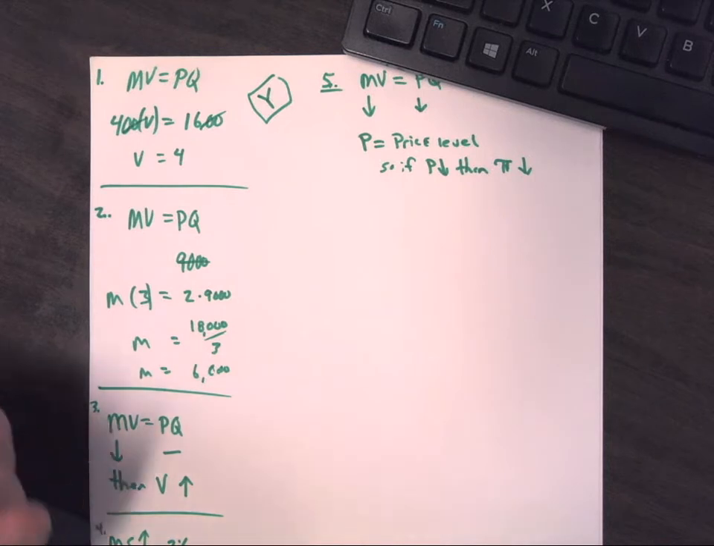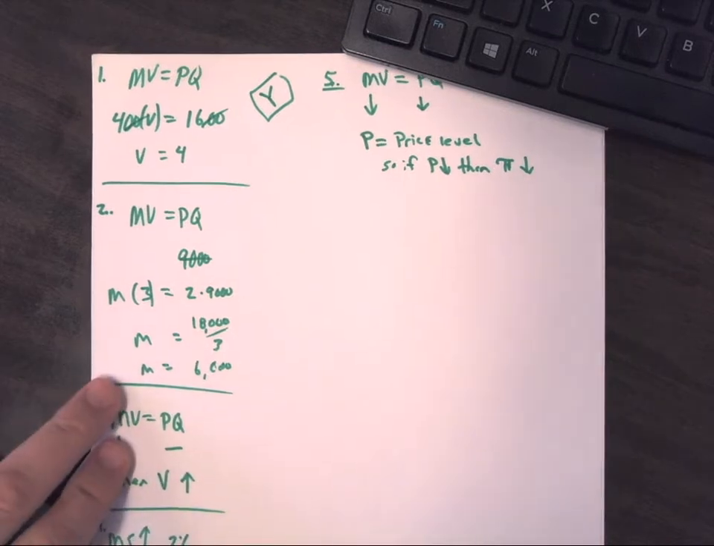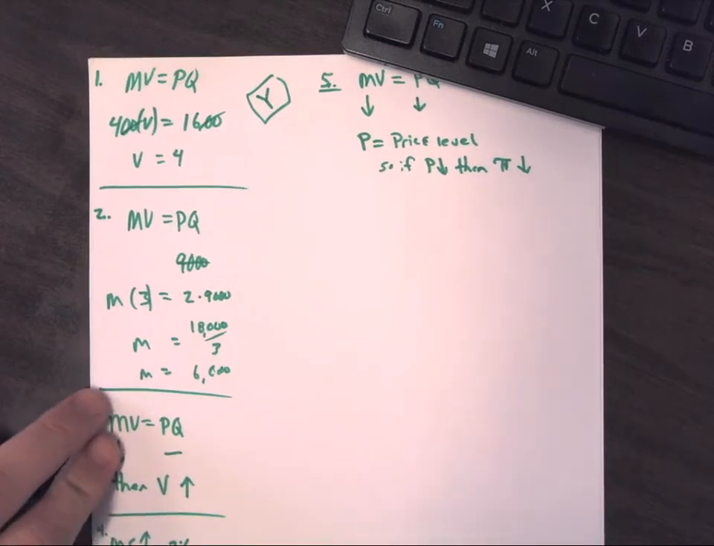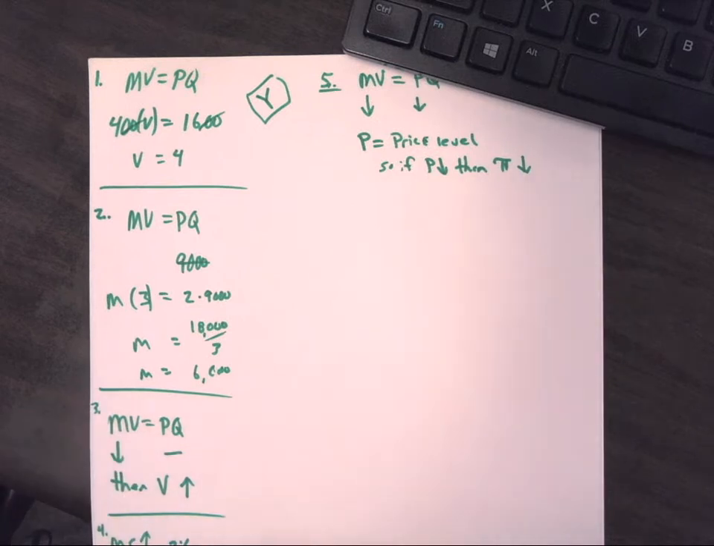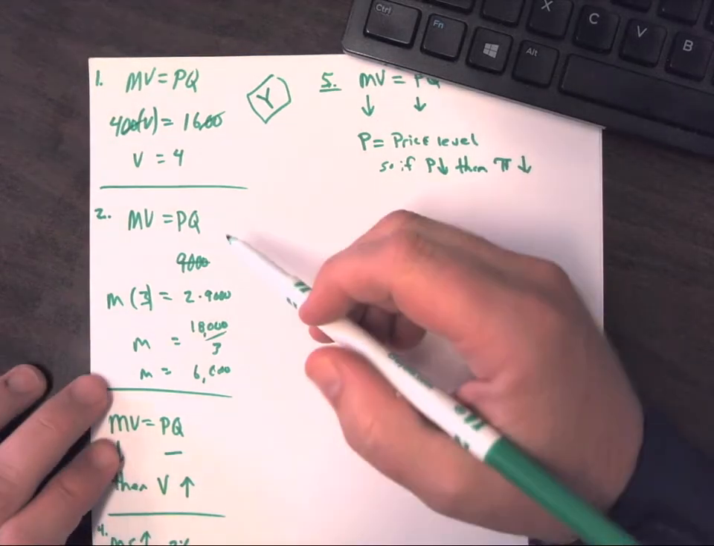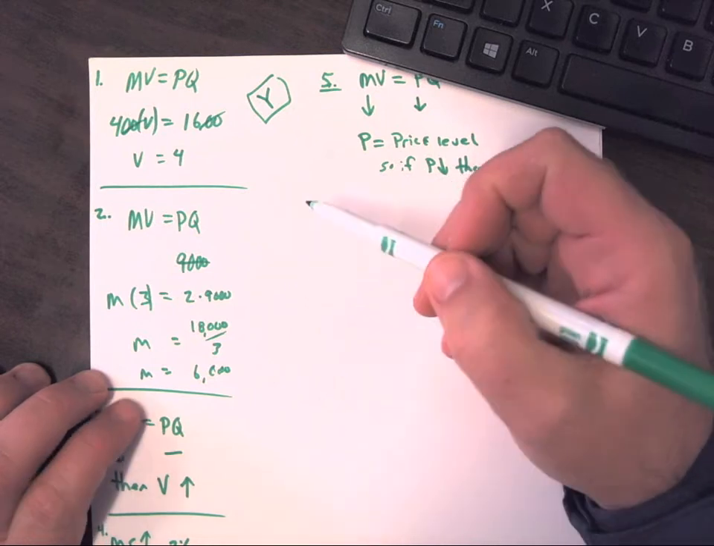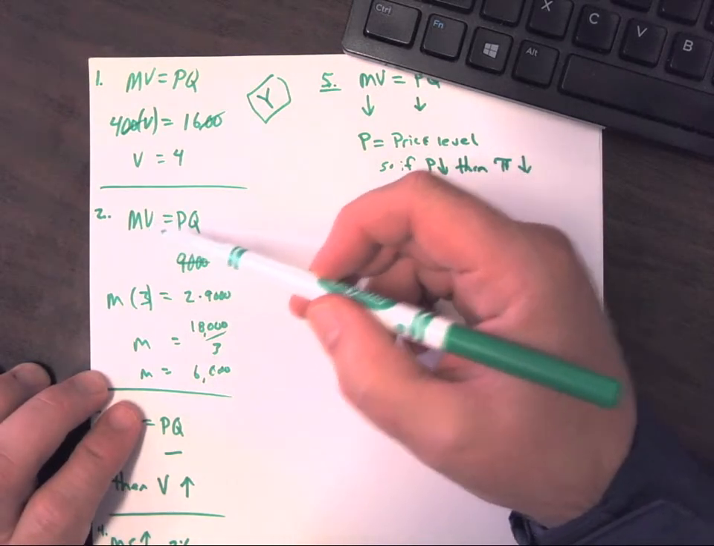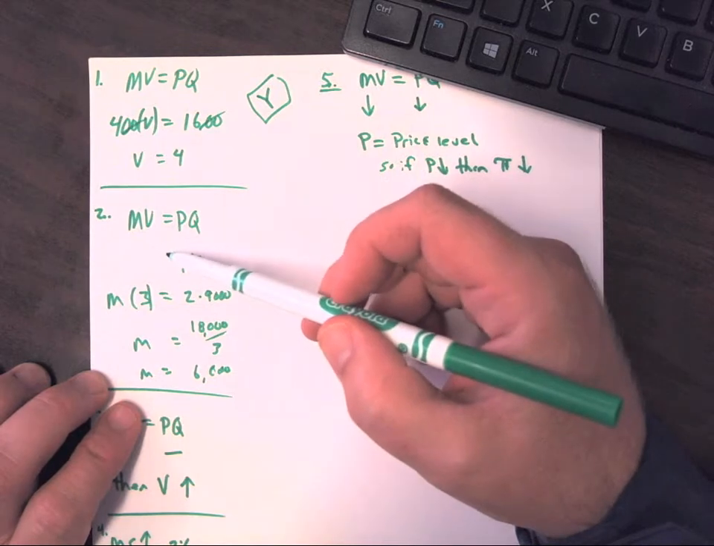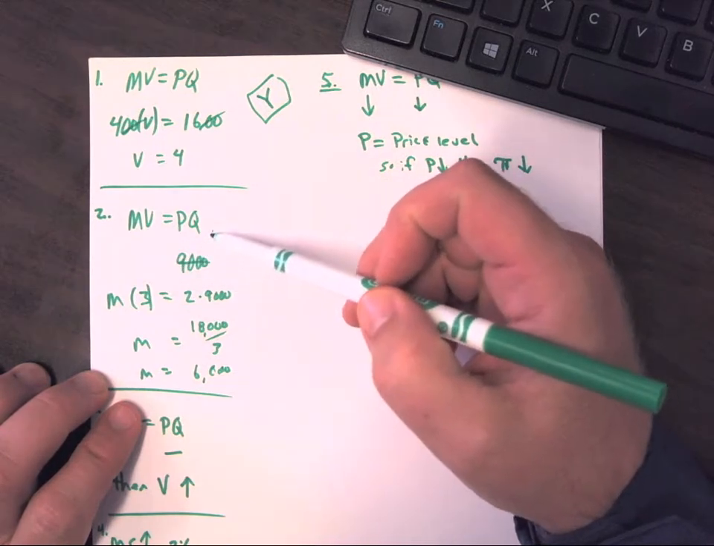Okay, for number 2, if real output is $9,000 and the price level is 2 and the velocity of money is 3, then the money supply is. Okay, let's take our equation again, MV equals PQ. So they told us the real output. So this is actually Y.